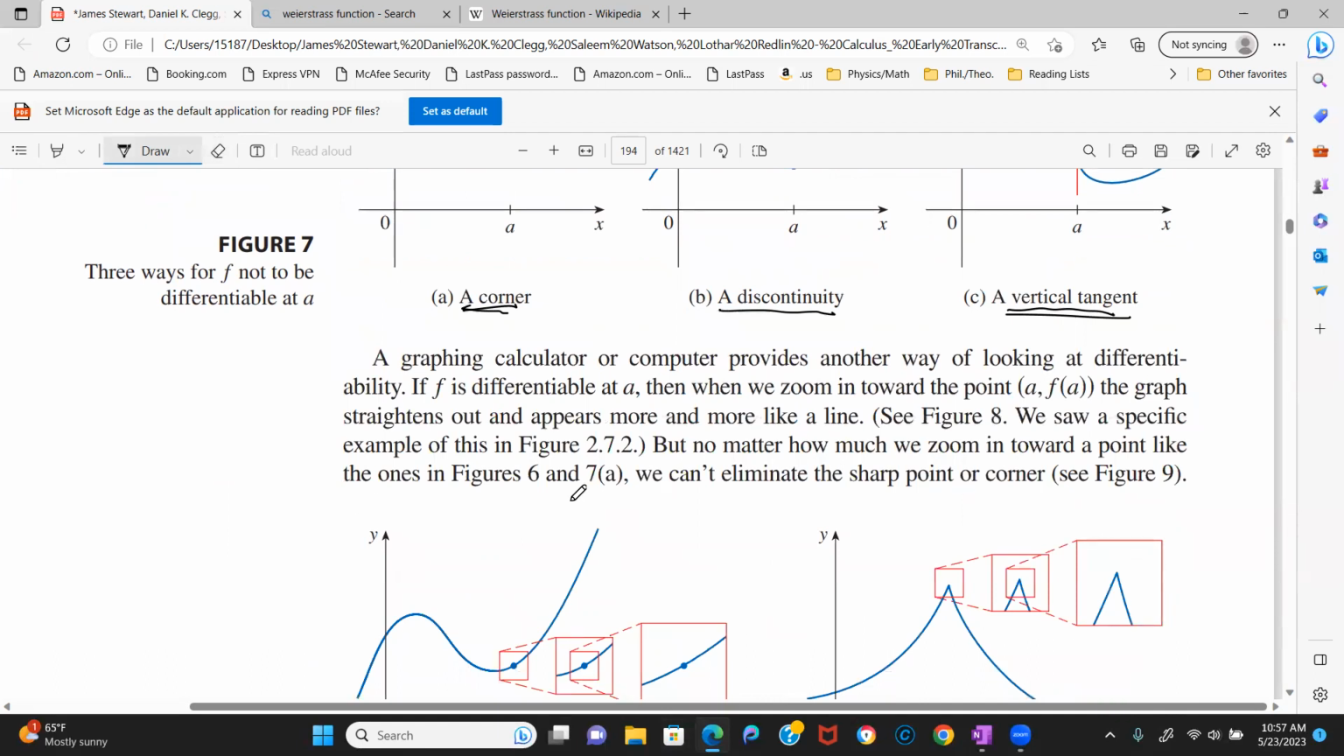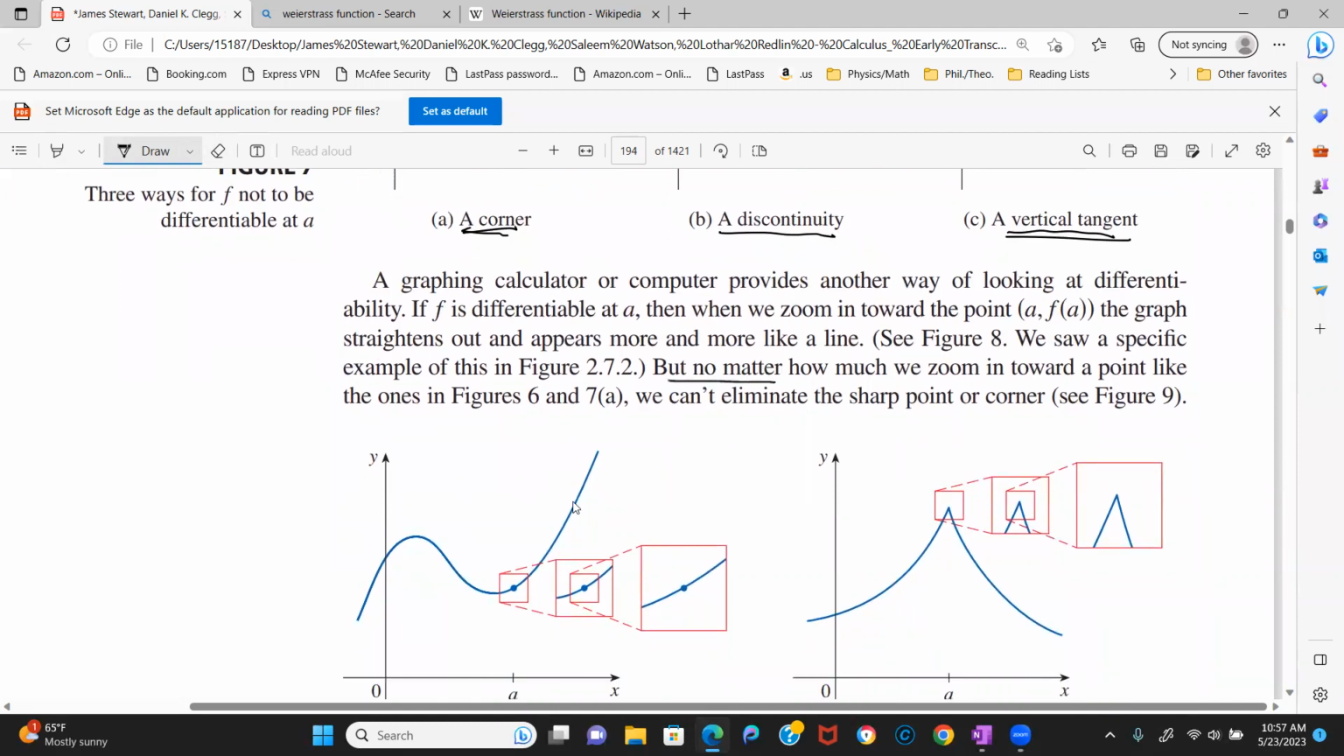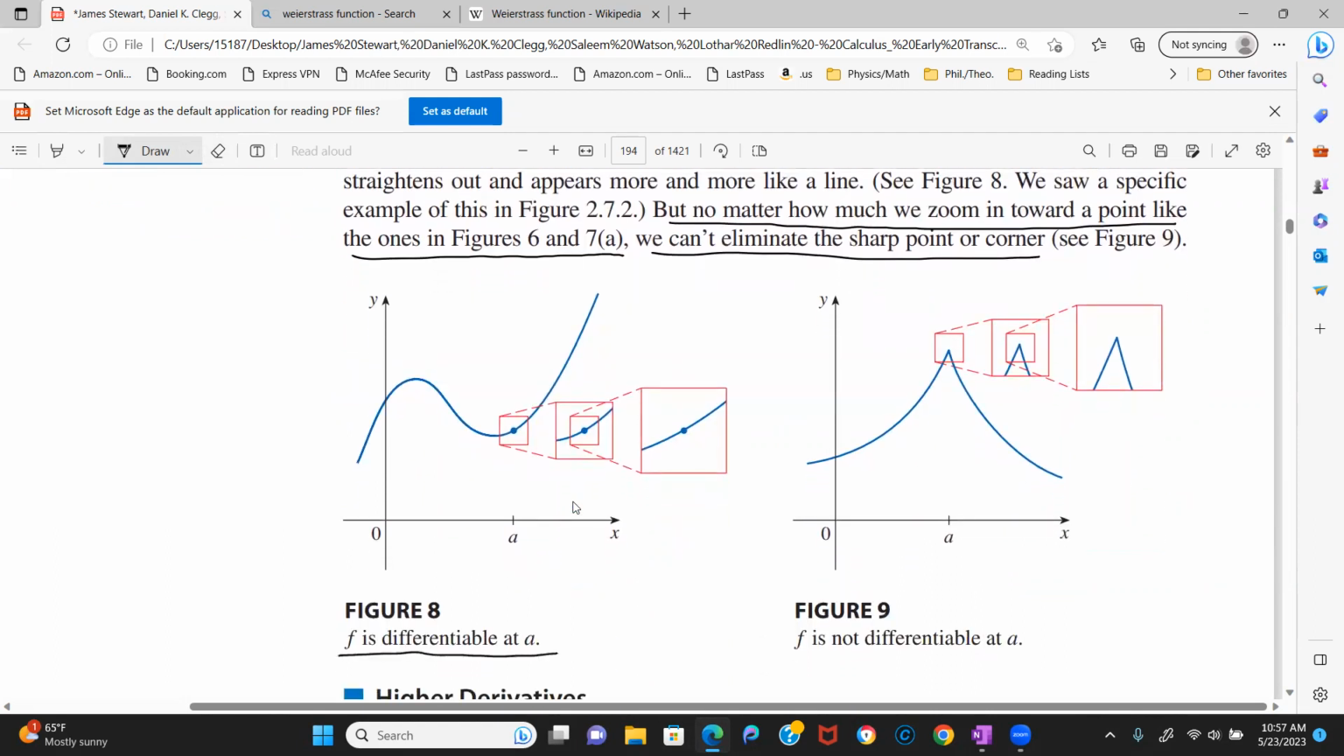All right, so let's see. This is exactly what he said earlier: no matter how much you zoom in towards the point, like in figures 6 and 7a, you can't eliminate the sharp corner or the cusp. So f is differentiable at a. And remember, what does it mean to be differentiable at a? It means that locally, as you zoom in, it starts to look like a straight line. If you keep zooming in more and more, you can't distinguish the graph of the function at this point from the tangent line at that point. They coincide in a sense.